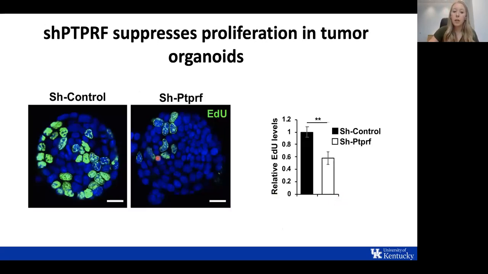Using those same PTPRF knockdown organoids, we used Click-iT EdU staining to assess proliferation. At day 3 of growth, we see that PTPRF knockdown organoids have significantly less EdU staining, and that's quantified here. So not only does PTPRF slow the growth of colon cancer cells, but also proliferation in the tumor organoids.